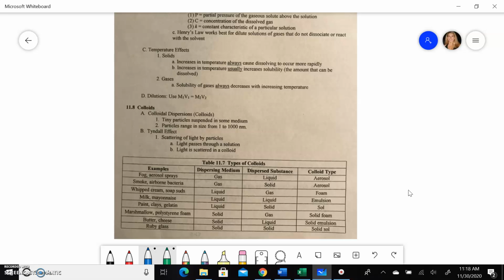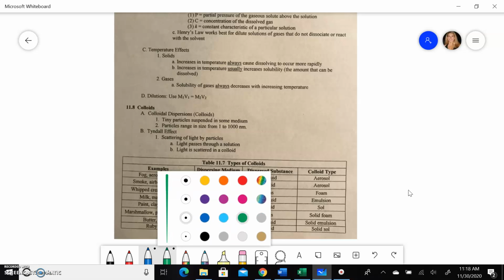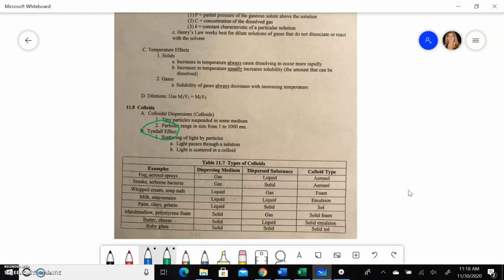But the particles are bigger than in homogeneous solutions because they can do something that the other solutions cannot, and that is to reflect light. So this is called the Tyndall effect. And you heard about this if you've taken driver's ed, which most of you have. They talk about the Tyndall effect when they talk about not putting your bright beams on during really foggy weather, because the particles in the fog are big enough to reflect light.